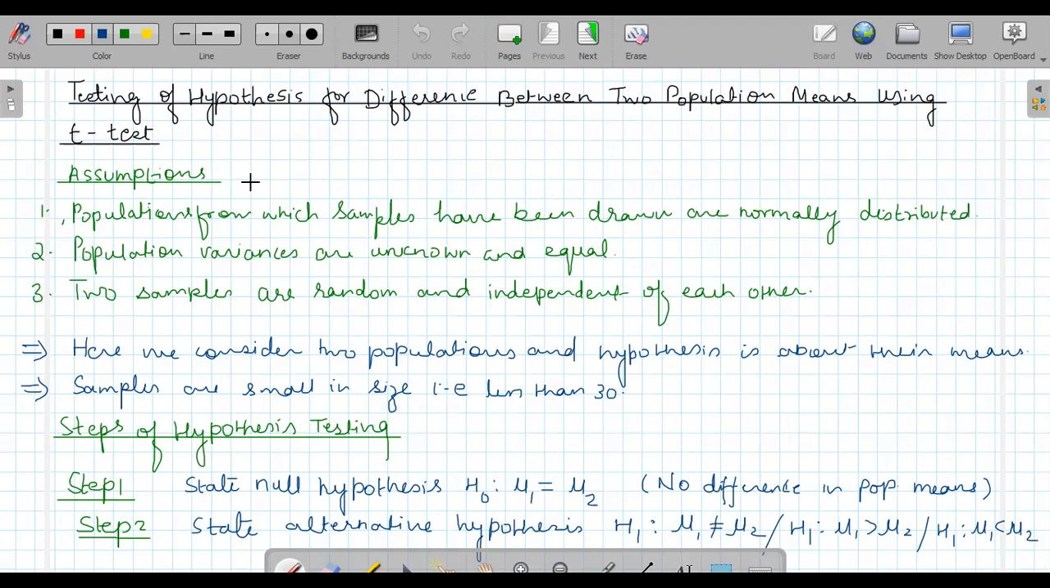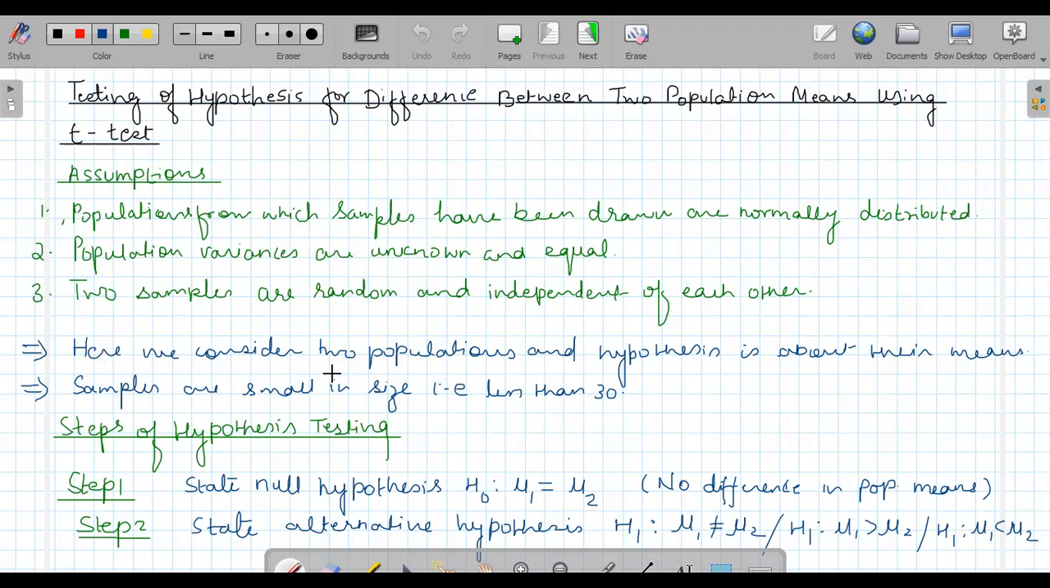We use t-test under the following assumptions. These assumptions are not given in the questions particularly, but we have to take them in advance to solve the problem. First is population from which samples have been drawn are normally distributed. Population variances are unknown and are equal. Two samples are random and independent of each other. ये जो assumptions हैं ये क्वेश्चन में स्पेसिफिकली मेंशन नहीं होती हैं, लेकिन टी टेस्ट अप्लाई करने के लिए हम ये एज्यूम करके चलते हैं कि these conditions are satisfied.